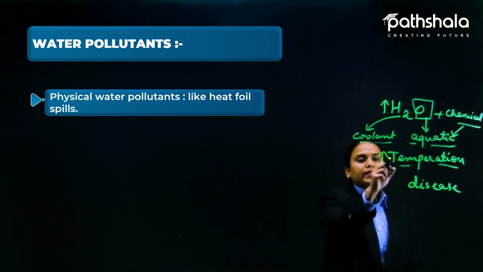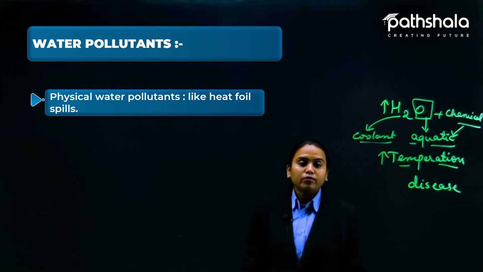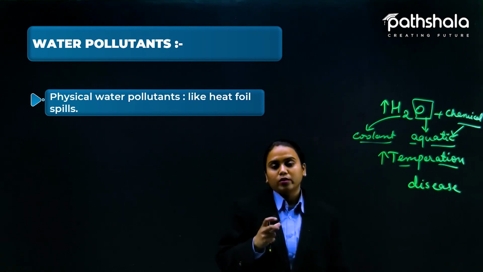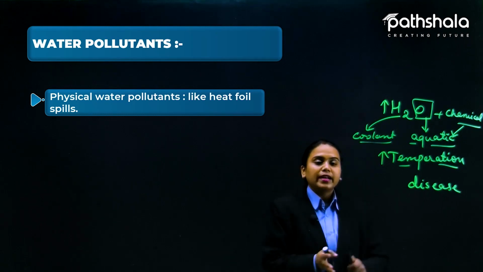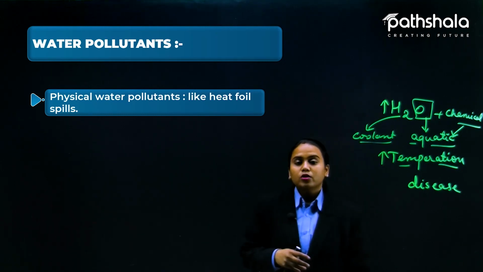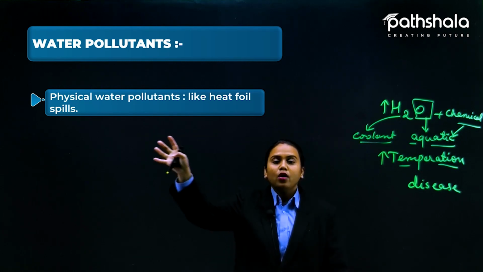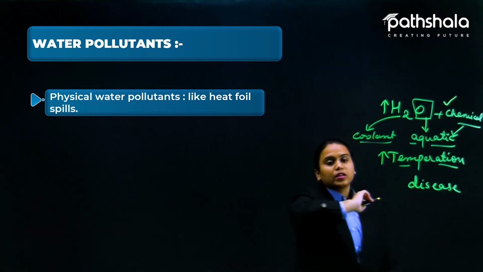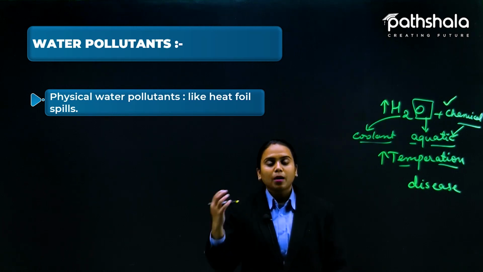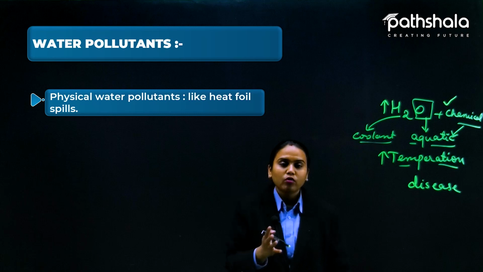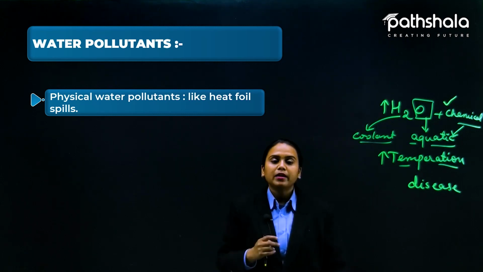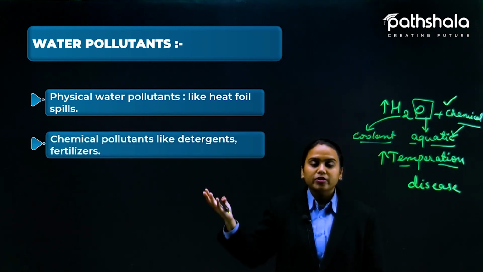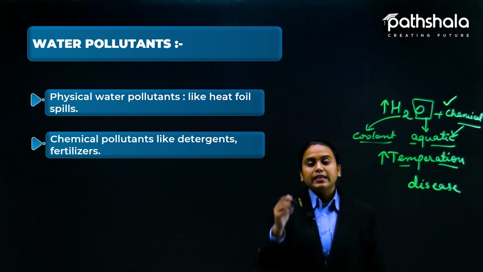I have told you already that the water used as the coolant agent, due to the increase in temperature, is now treated as hot water. Now hot water gets discharged, so here it is called heat foil spills. Not only this, even some of the chemicals used in the factories are used as warm components, and those warm components are again thrown into the water, which again harms us and the other aquatic life. Now chemical pollutants like detergents, fertilizers, and even domestic waste.